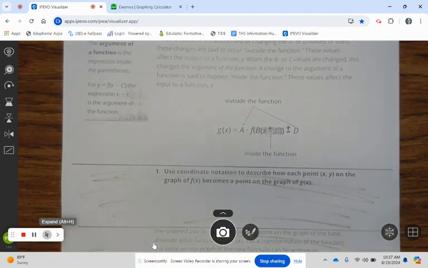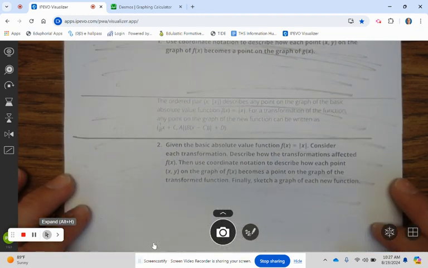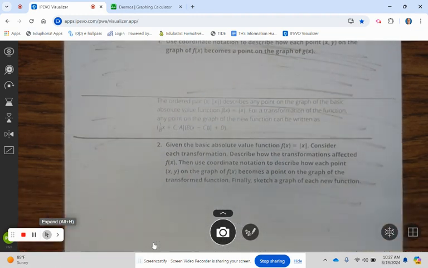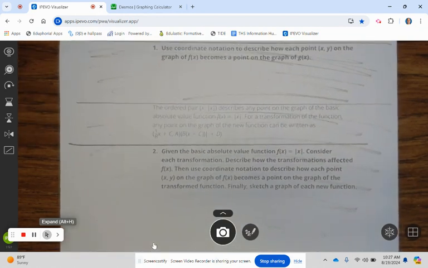Go ahead and mark out number 1. Let's take a look at 2. Given the basic absolute value function f of x equals the absolute value of x, consider each transformation. Describe how the transformations affected f of x. Then use coordinate notation to describe how each point x, y on the graph of f of x becomes a point on the graph of the transformation function. Finally, sketch a graph of each new function. All right, let's take a look at the next page.